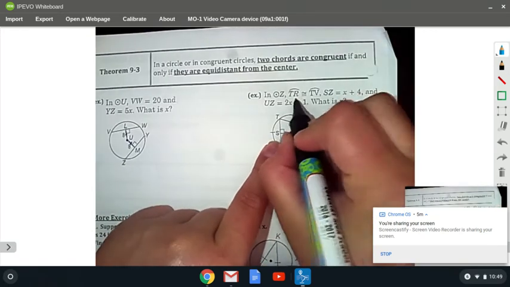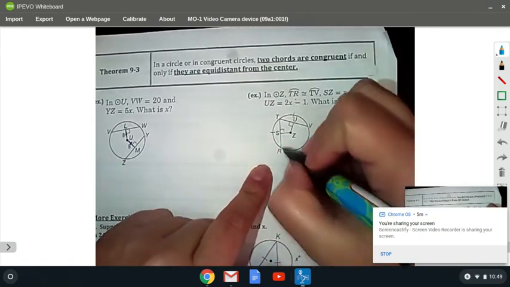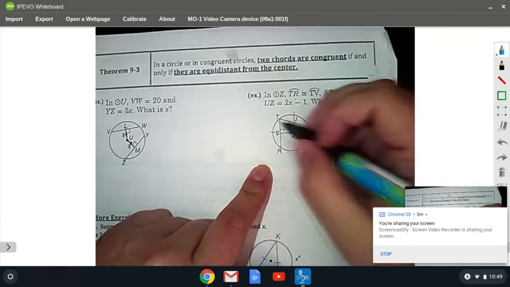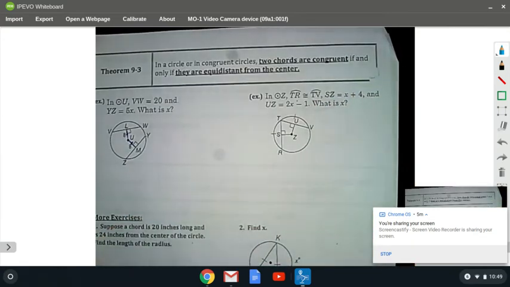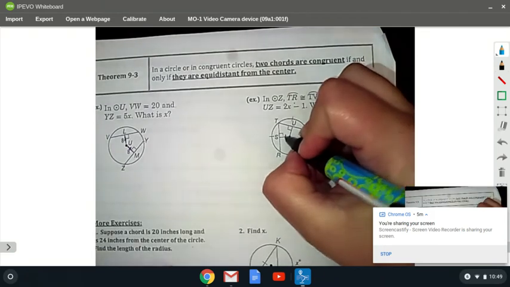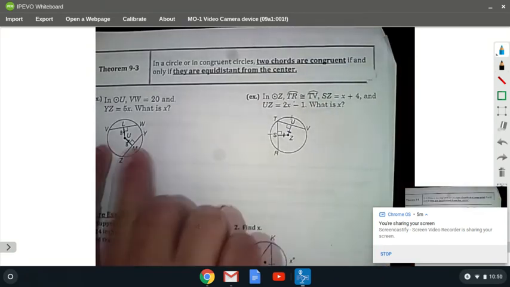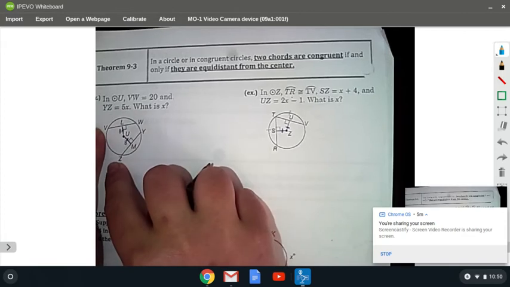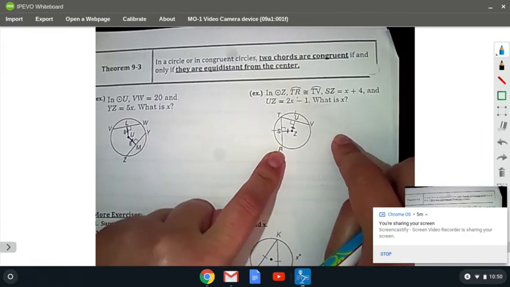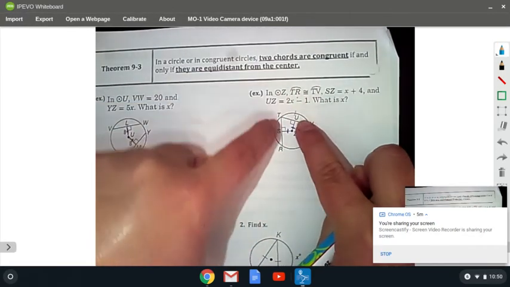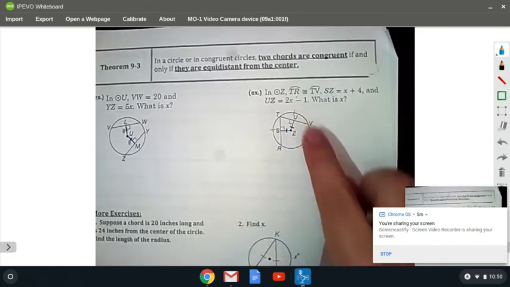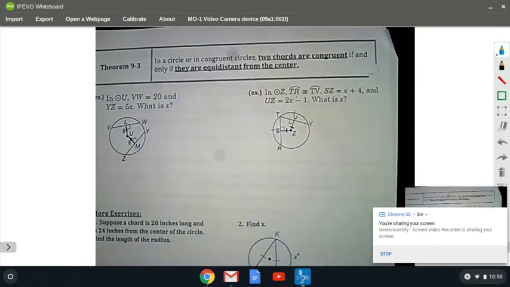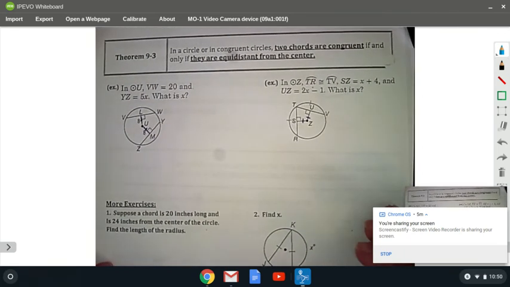They tell us that TR is congruent to TV. That means if they're congruent, then these must be equidistant. So this is saying they're equidistant from the center, so those chords are congruent. This is the opposite. They're saying the chords are congruent, so they must be equidistant from the center. It's kind of like when we talked about the converse, we're switching around what we're discussing. Now let's look at this.